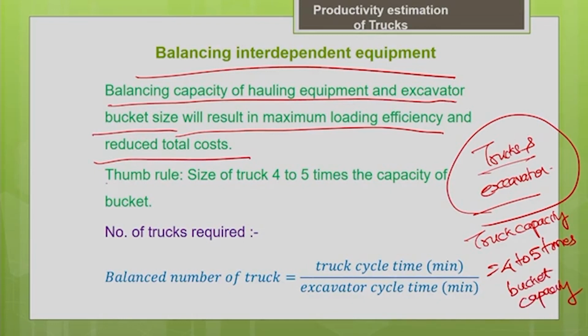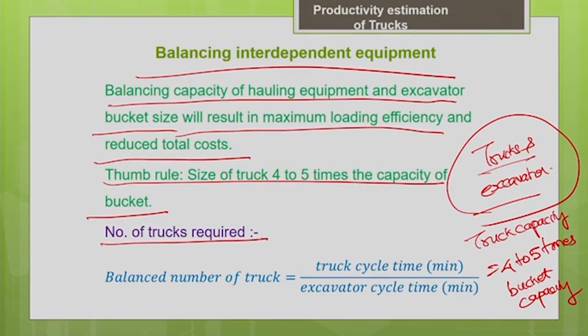That is what is given. This is a thumb rule: size of the truck 4 to 5 times the capacity of the bucket. That is the ideal case. When they are compatible, you can see that the cycle time will be less. Both will be working at maximum production.